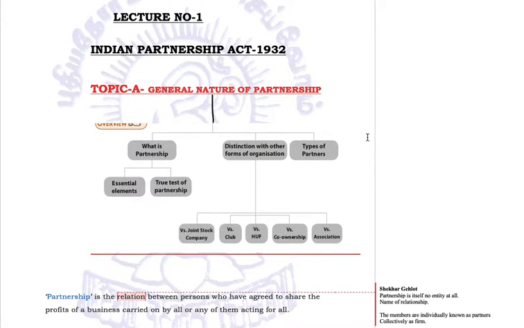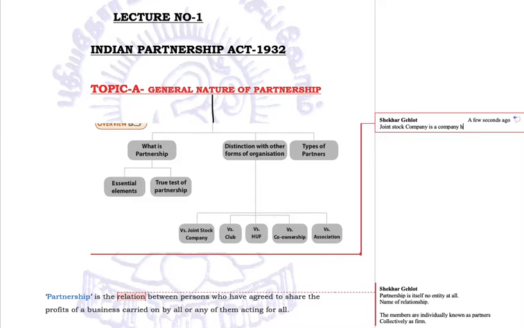Now, a joint stock company. We have done something about partnership. We have read some of the essentials of the partnership. Let us now understand, what is a joint stock company? Joint stock company is a company. They are holding the stock together and selling it. That's a company. It is not a partnership.